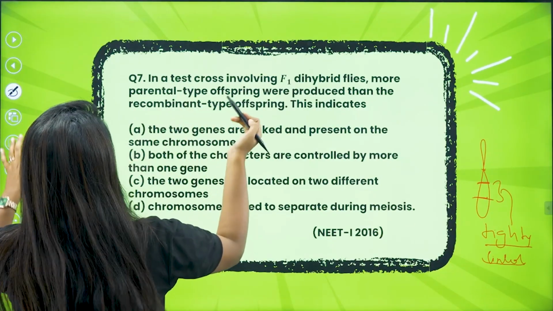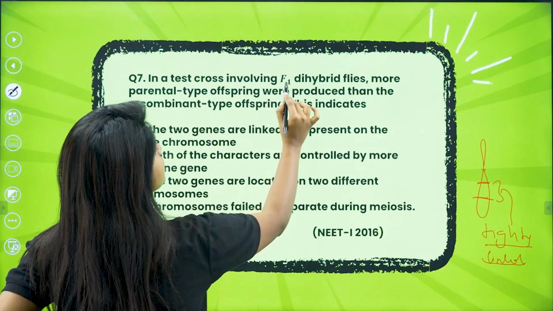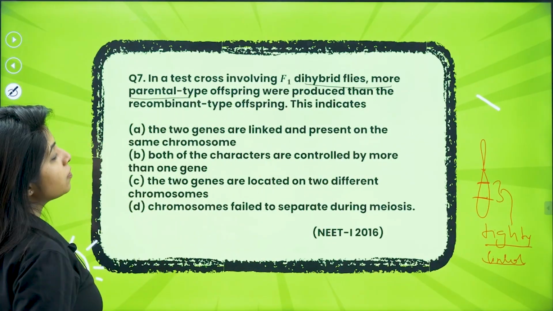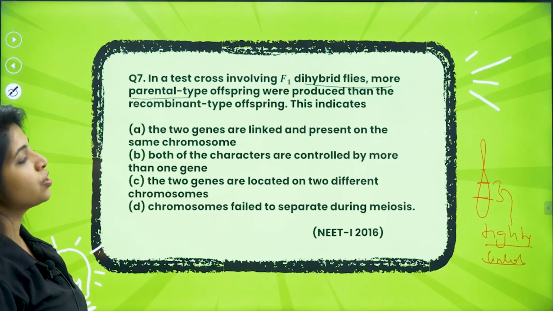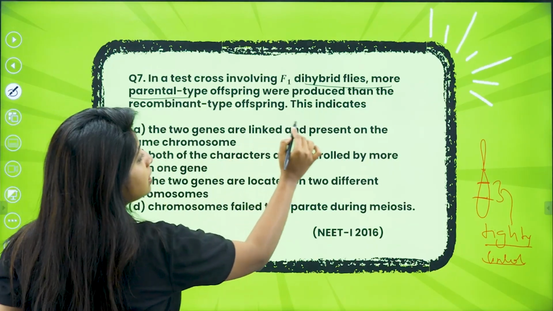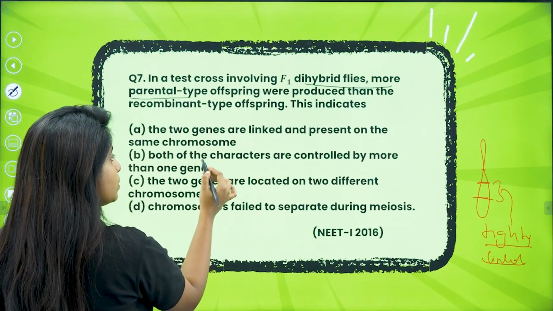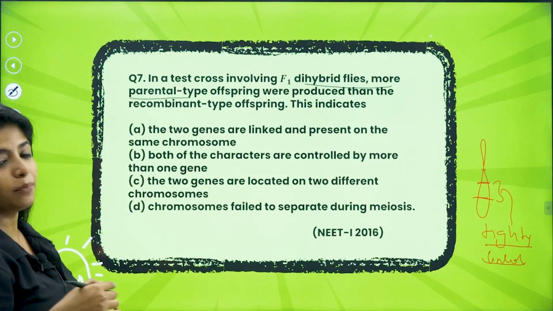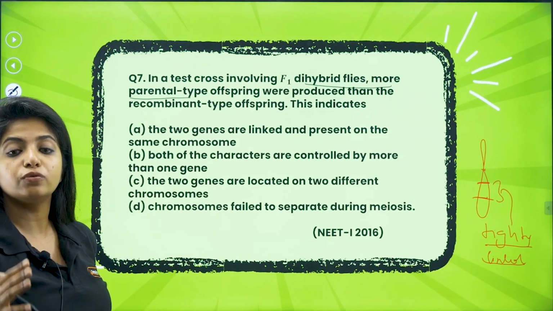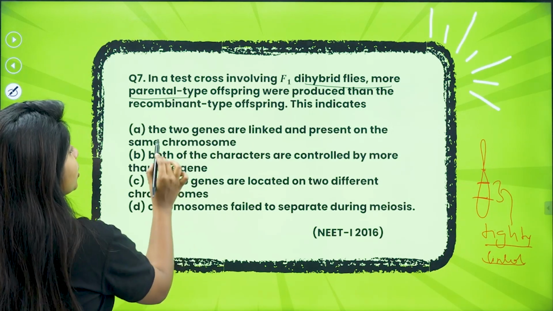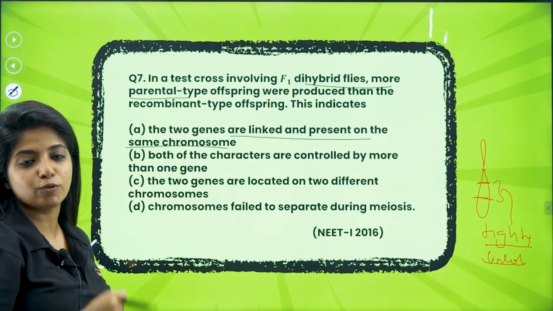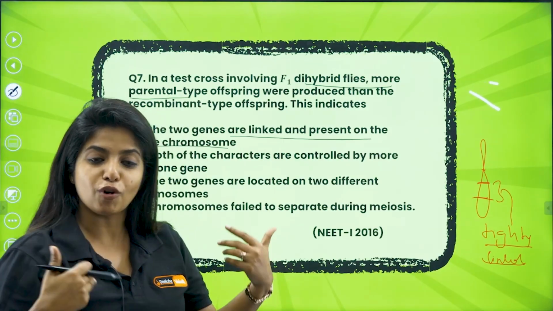Now, your answer would be what? In a test cross involving F1 dihybrid flies, more parental type offspring were produced than recombinant type offspring. This indicates that the 2 genes are linked and present on the same chromosome. Both of the characteristics are controlled by more than 1 gene. The 2 genes are located on 2 different chromosomes. The chromosome failed to segregate during meiosis. Your answer would be: the 2 genes are linked and are present on the same chromosome, which is why they are not showing any new combinations.